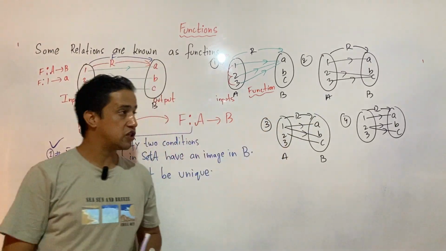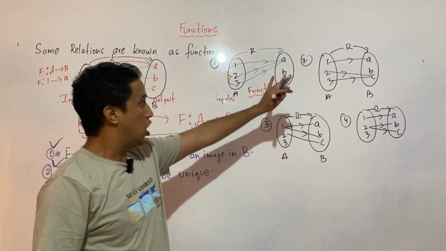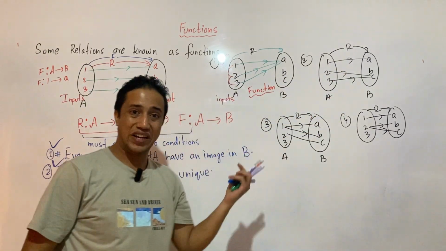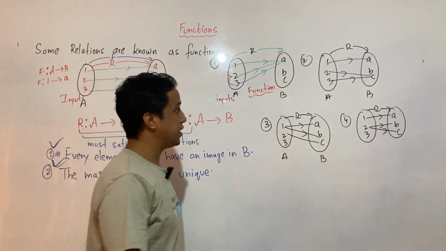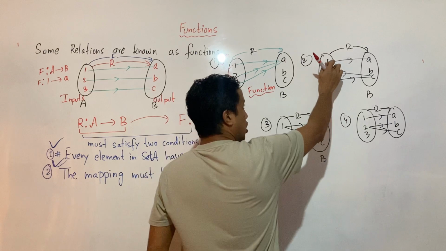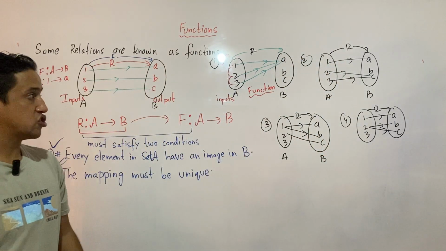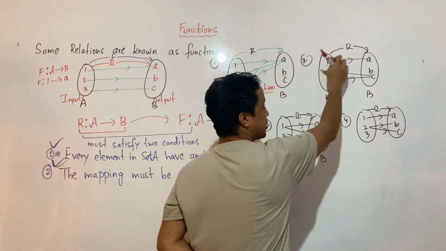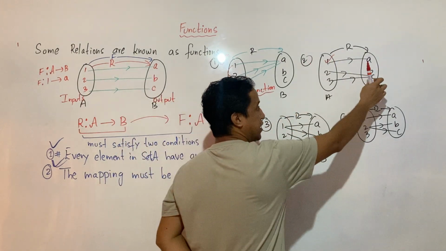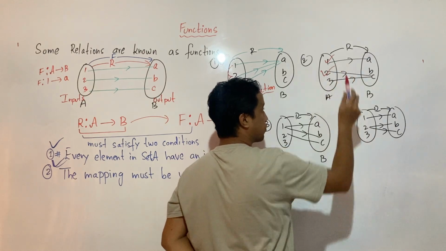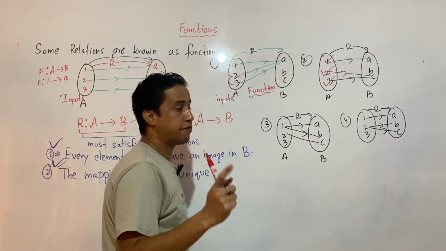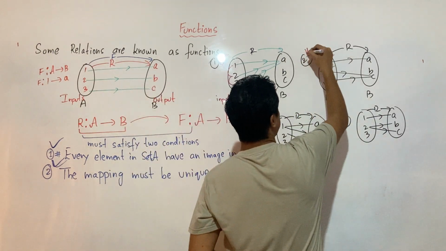Go to question number 2. Now look at all the elements. Are all elements in set A related to the elements in set B? Yes, they are. Now let's see. Look at the unique mapping. One input and how many outputs? 1. This is fine. One input, how many outputs? 1. Fine. One input and how many outputs? 1. Fine. So this is also a function.